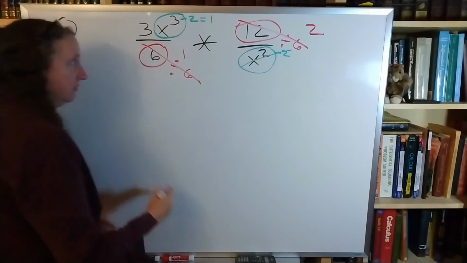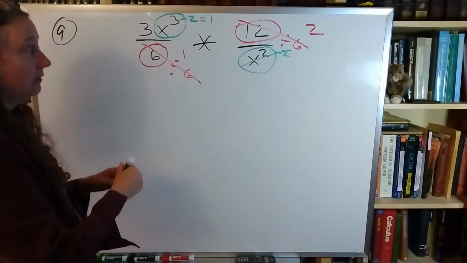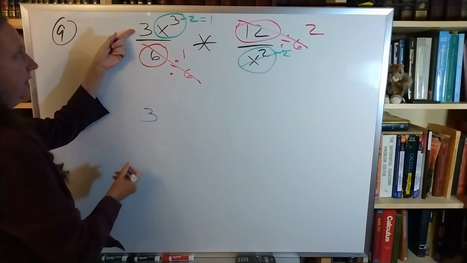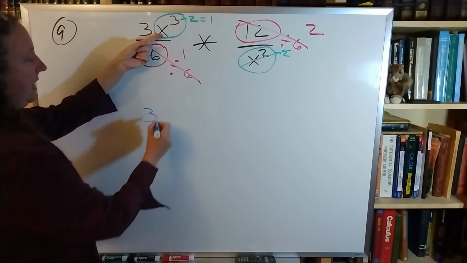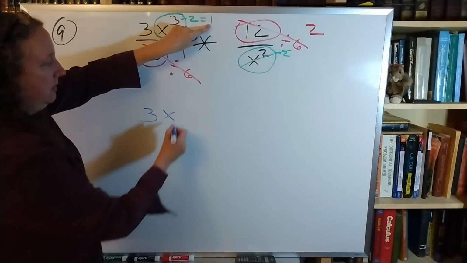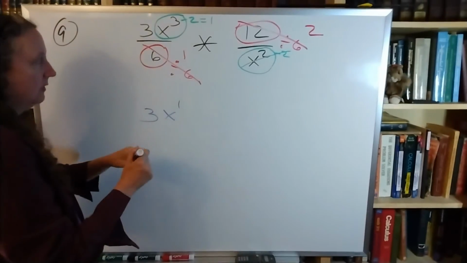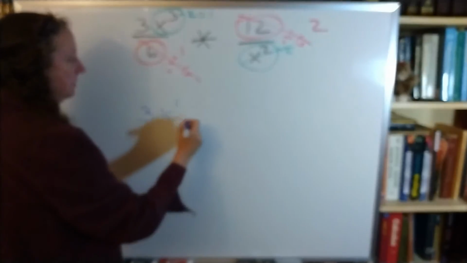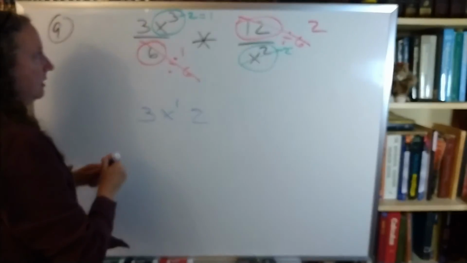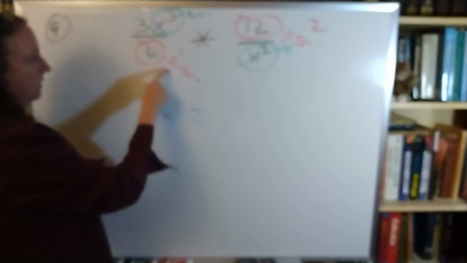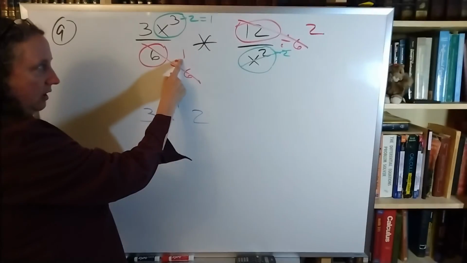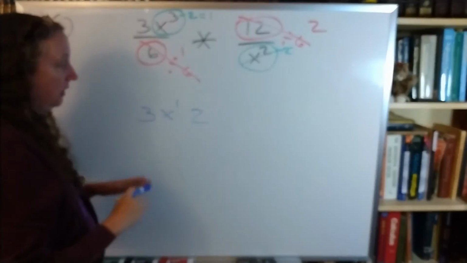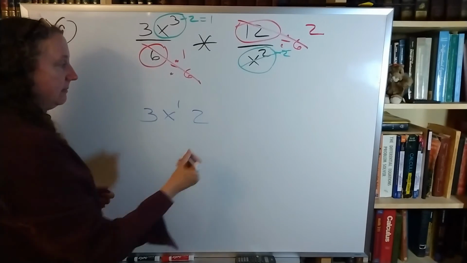So let's take care of what we have here, because there's a lot written there. I have my 3 still. I haven't done anything with that. I have x to the 1. Over here, I have the 2 that's still on top. On the bottom, 6 divides 6, canceled out to 1. X to the 2 minus 2, that canceled out to 1. So I have nothing left to write on the bottom.